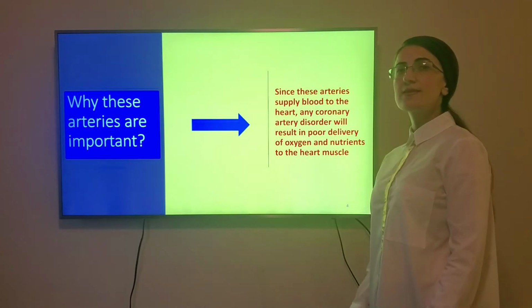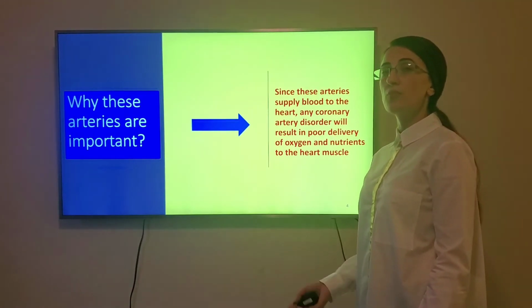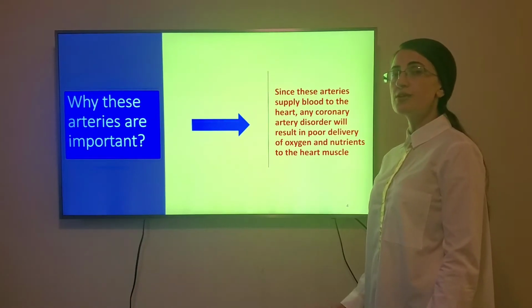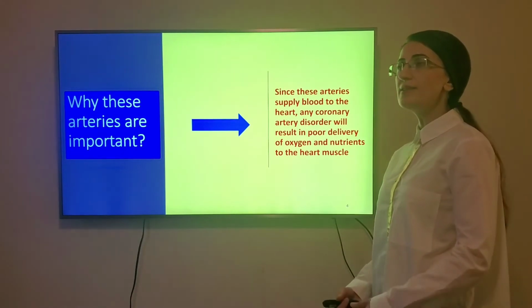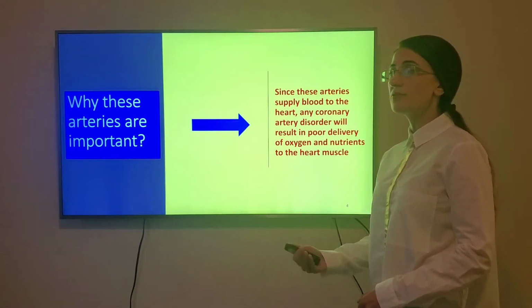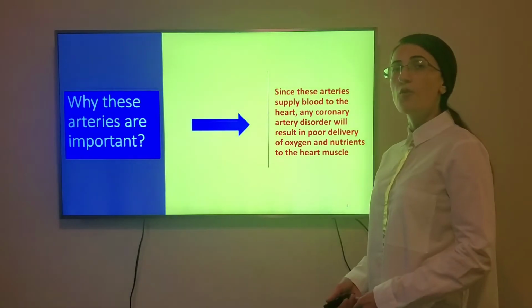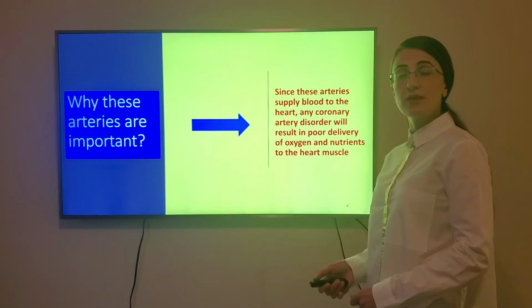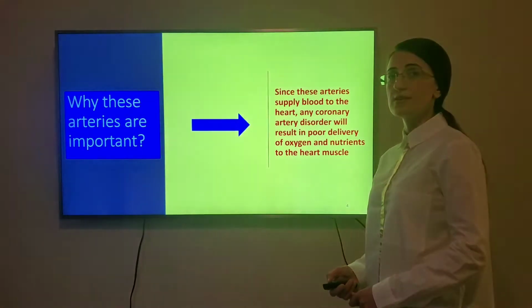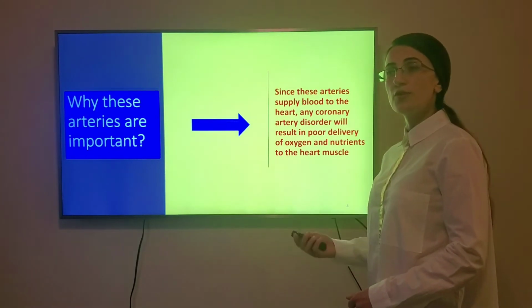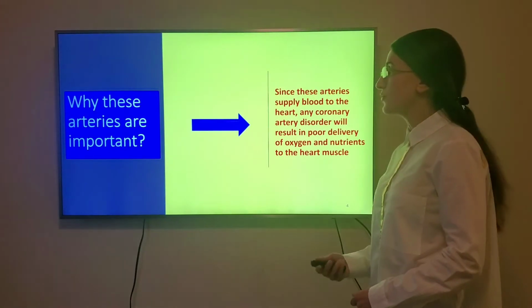Why are these arteries so important? Since these arteries supply blood to the heart muscle, it means that they also supply oxygen and nutrients to the heart muscle. So any disease, any disorder which affects these coronary arteries can lead to a malfunction of the heart muscle. So it's very important to detect these coronary artery diseases in time, which can also save our heart muscle. If we treat these diseases, the heart will function properly.